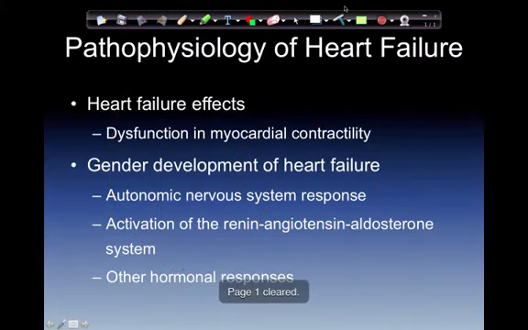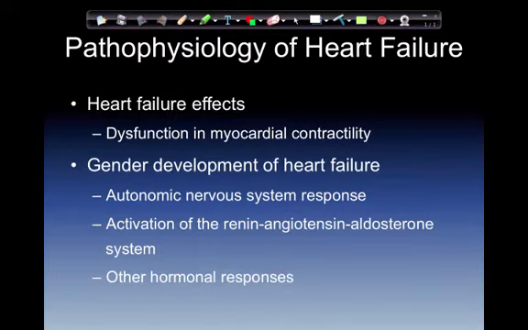Clear this off. Pathophysiology of heart failure. Heart failure is pretty much dysfunction of the myocardial contractility in any form or fashion. Contractility is the ability of the muscle cells to shrink and contract. So they just have a very simple job in this. They have to be efficient, but they need to contract.